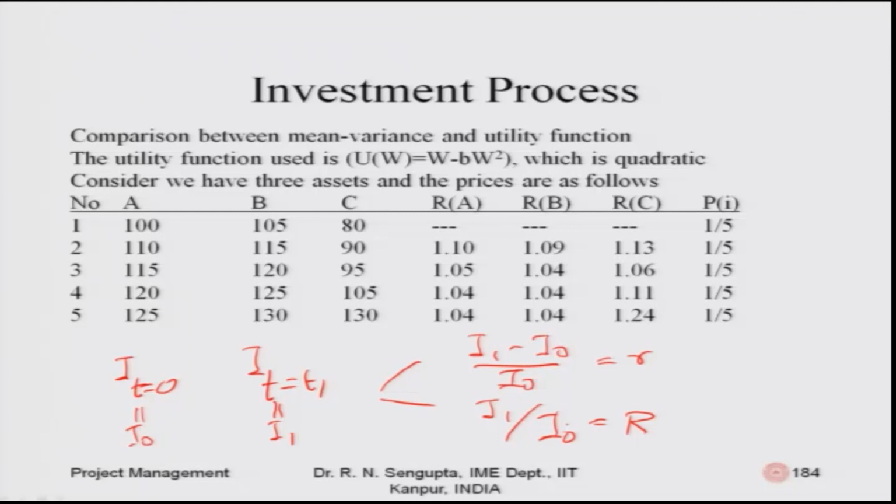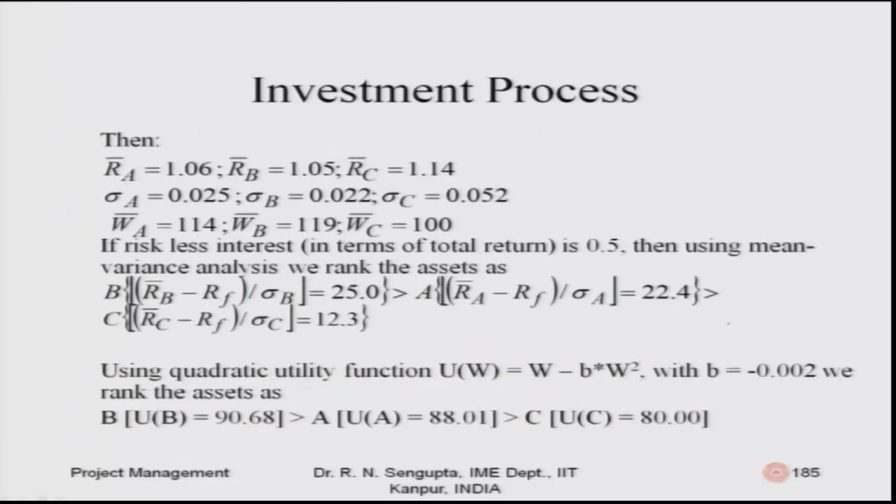So, A, B, C prices are given, and based on that I find out the return for A, B, C individually, and the probabilities given are basically equal. There are 5 outcomes, so I am considering 1/5 for each of them. This distribution, with 1/5 each, is a uniform discrete distribution, just mentioned for the interest of the students who are interested.